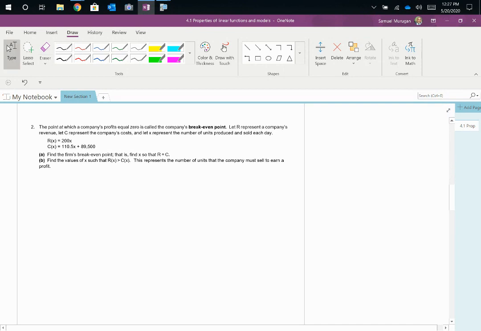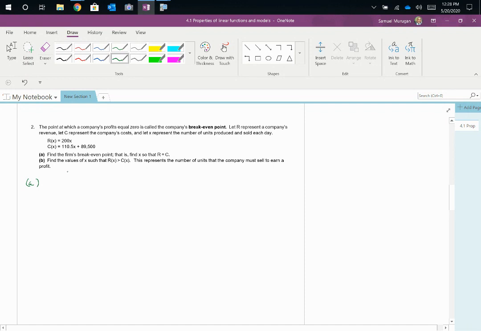The point at which a company's profits equal 0 is called the company's break-even point. We saw that just now, right? The equilibrium point. Let R represent the company's revenue. Let C represent the company's cost. Let x represent the number of units produced and sold each day. A, find the firm's break-even point, that is, find x so that R is equal to C.